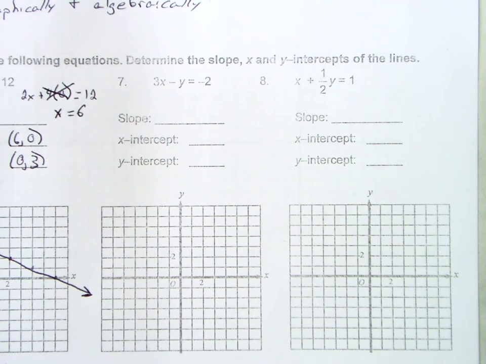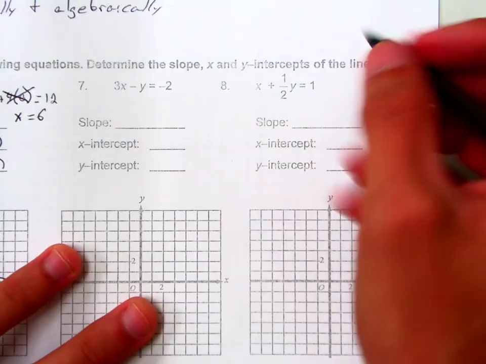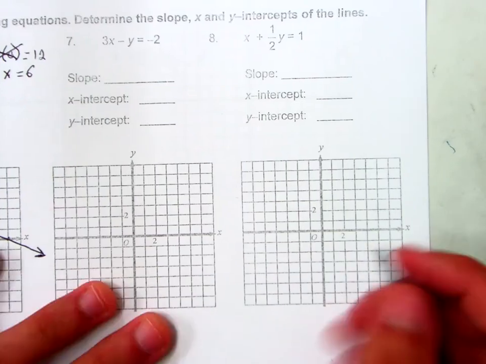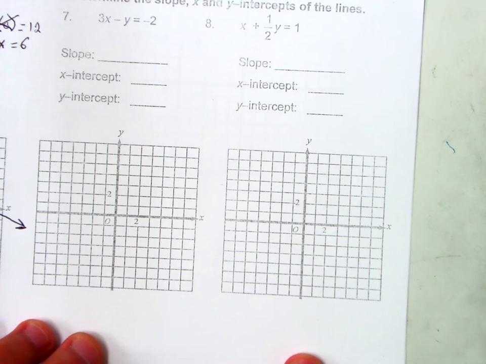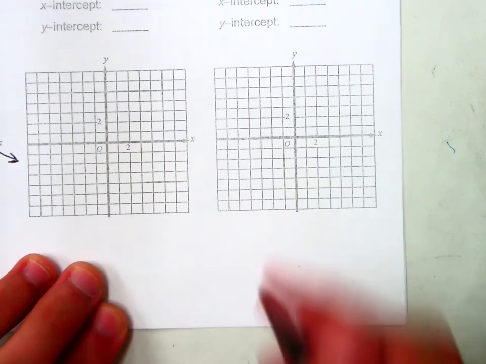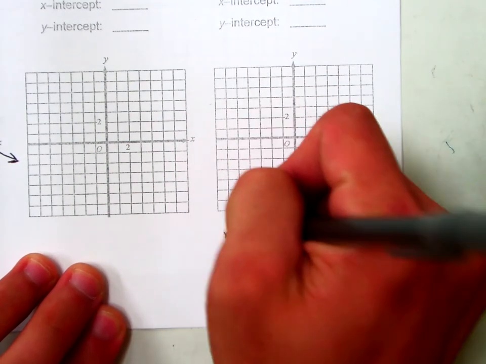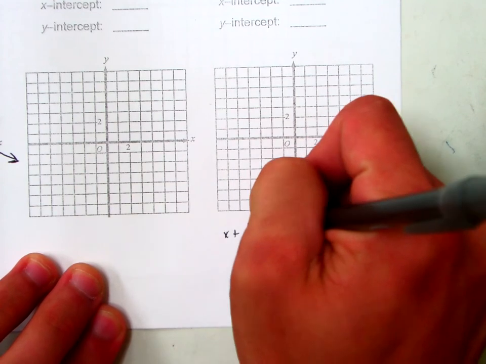All right, so I'm going to go ahead and do one more of these a little bit quicker. Let's do number 8. So I'm going to start off by subtracting, well, let's rewrite it, give myself some space here. So I've got x plus 1/2 y equals 1.